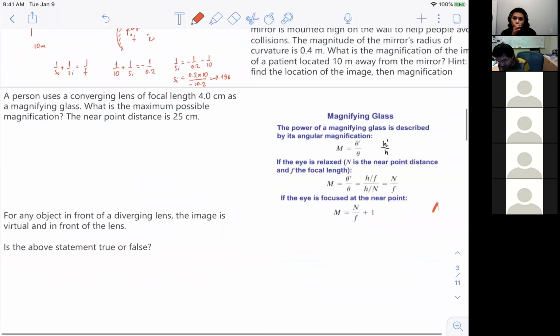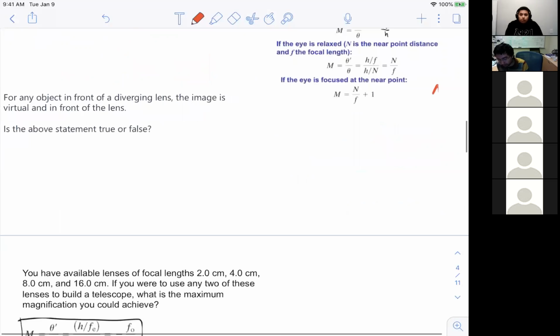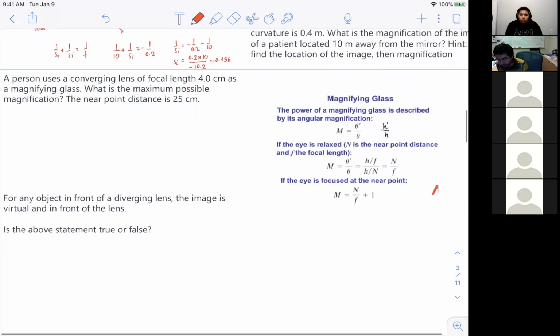Okay, now we have two more questions about chapters 25 and 26. And it's about a magnifying glass and a telescope. Oh, maybe 3 more. Okay, 3 more. In the next question, a person uses a converging lens of focal length 4 centimeters as a magnifying glass. What's the maximum possible magnification? The near point distance is 25 centimeters.